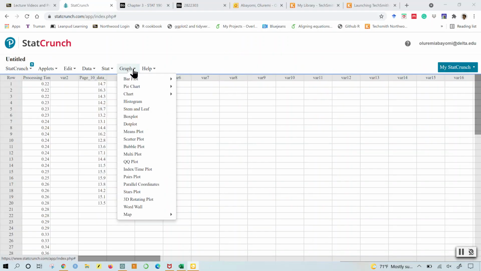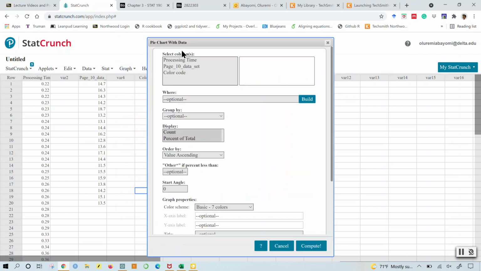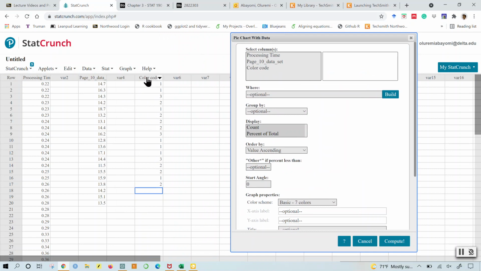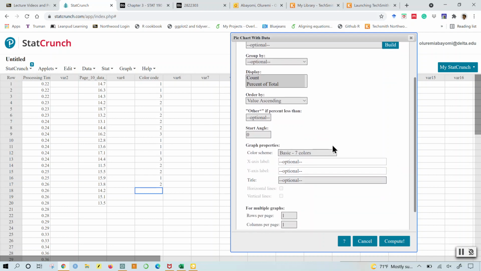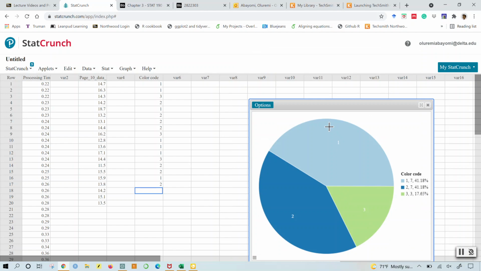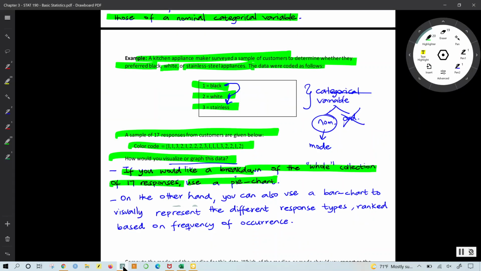Here we are in StatCrunch. I'll go to Graph, go to Pie Chart, and I want With Data. Click on that option, and I have recorded all of the data values under the column Color Code. So I'm going to grab the column, double click on it, and just for plain's sake, the color scheme I'm going to choose will be Mixed 11 colors, and click on Compute. And you can see this is the pie chart, which shows that 1 and 2 both occur 7 times each and represent a percentage of about 41.18%.